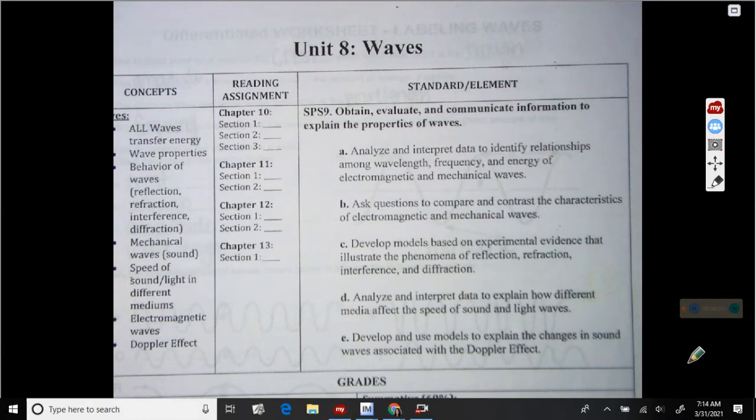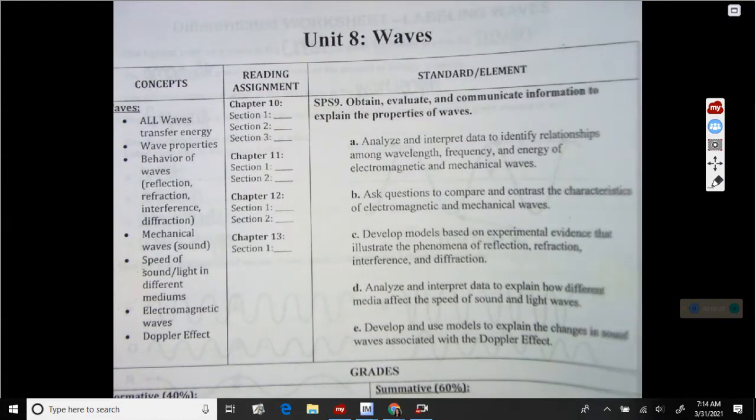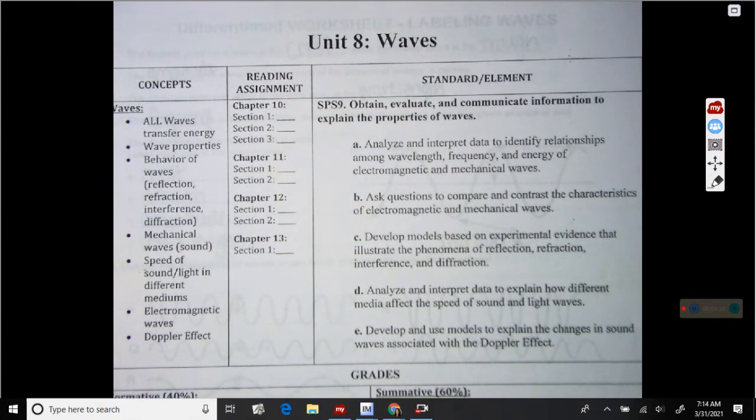Hey everybody, we're starting on a new unit today. It's called Waves. We're going to talk about all different types of waves. We're going to talk about how they all transfer energy. We're going to talk about their properties, how they act.